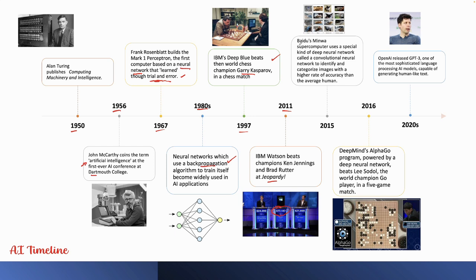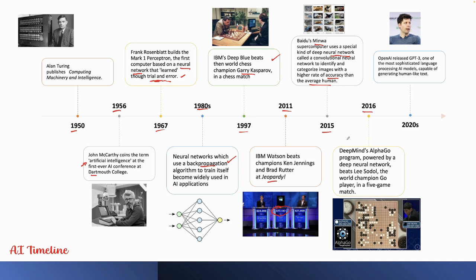Right. Then we move on to 2015. Things are maturing, guys. Things are heating up. Baidu is a Chinese multinational technology company which specializes in internet-related services, products, and artificial intelligence. In 2015, Baidu's Minwa supercomputer used a special kind of deep neural network. There is a concept of machine learning, and there is a concept of deep learning. Don't worry at this stage, because we will learn about deep learning as well. It was used to identify and categorize images with a higher rate of accuracy than the average human. That was the beauty of it, that the results were much more accurate as compared to humans.